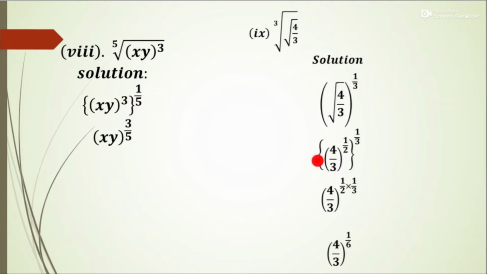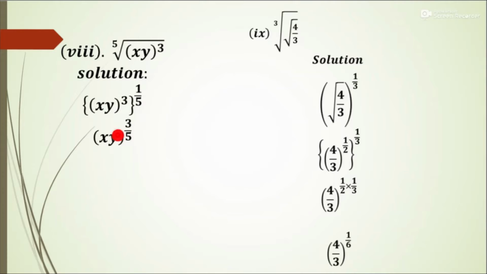Now question number 8, again change into exponential form. xy as it is, to the power of 3. Now change the root of 5 into 1 upon 5, and multiplying the power 3 by 1 upon 5 gives 3 upon 5. This is again exponential form.